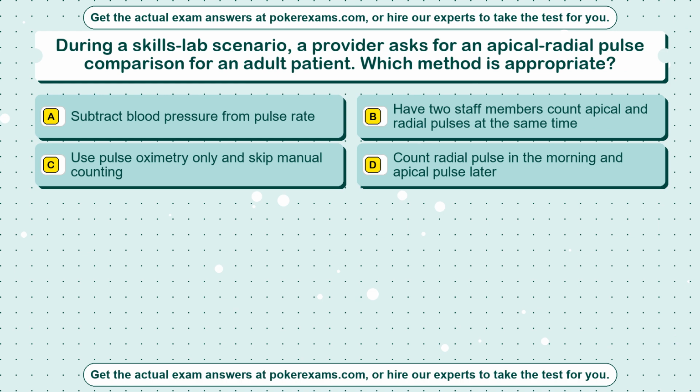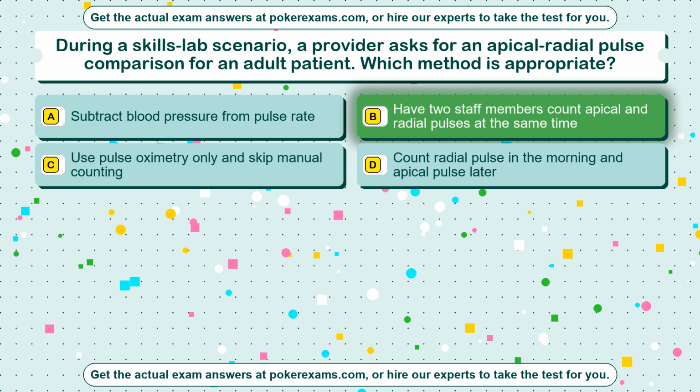Question 88. During a skills lab scenario, a provider asks for an apical radial pulse comparison for an adult patient. Which method is appropriate? Option A. Subtract blood pressure from pulse rate. Option B. Have 2 staff members count apical and radial pulses at the same time. Option C. Use pulse oximetry only and skip manual counting. Option D. Count radial pulse in the morning and apical pulse later. The correct answer is option B.